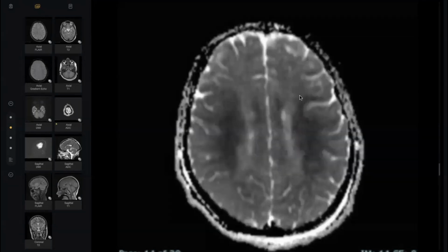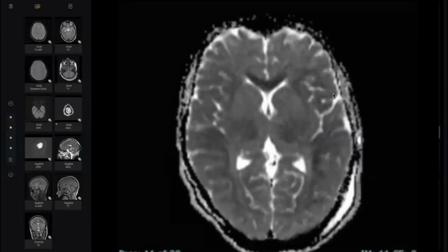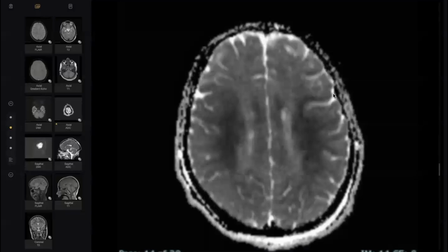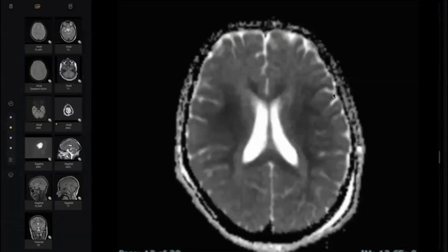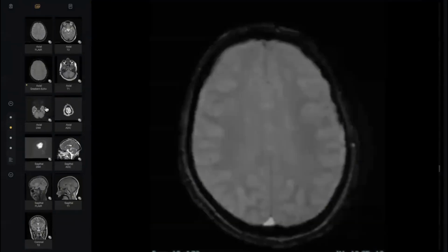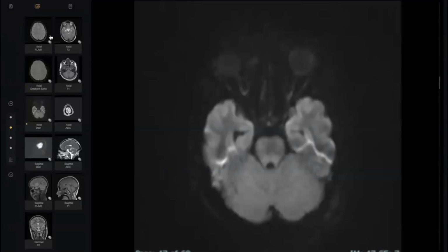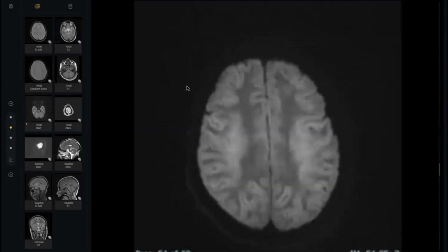There is diffusion. Yes, there is positive diffusion restriction in bilateral white matters and corpus callosum. What's your concern? Bilateral, symmetrical? So my concern is that it could be hypoxia. It could be due to what else? Any drug reaction. Okay. So you are thinking about something systemic. Something systemic, yes, that has affected it.